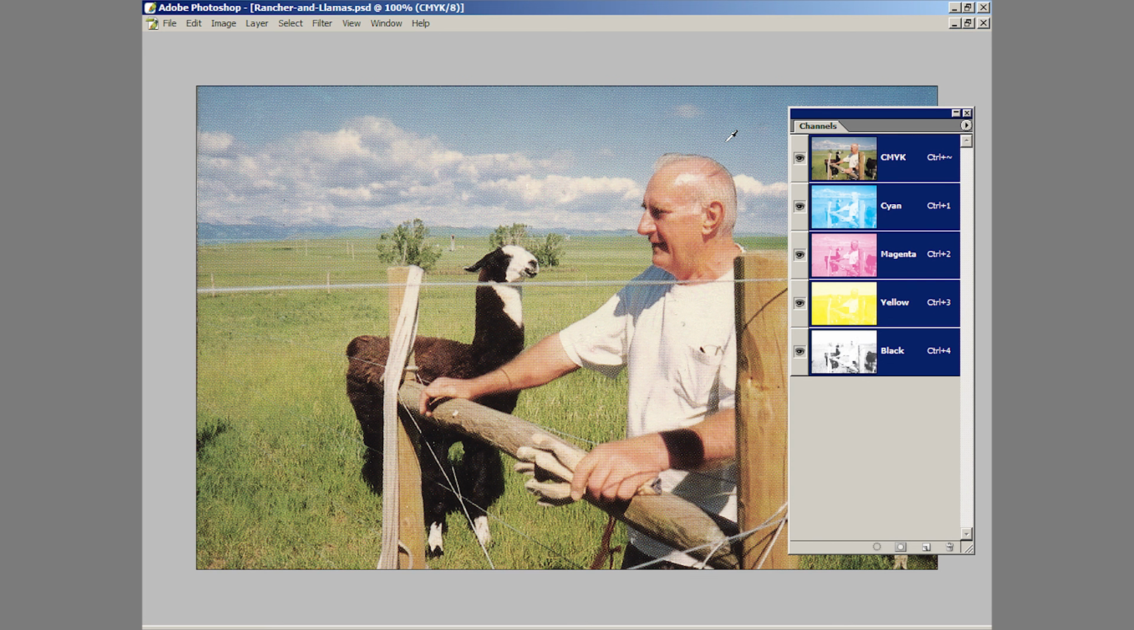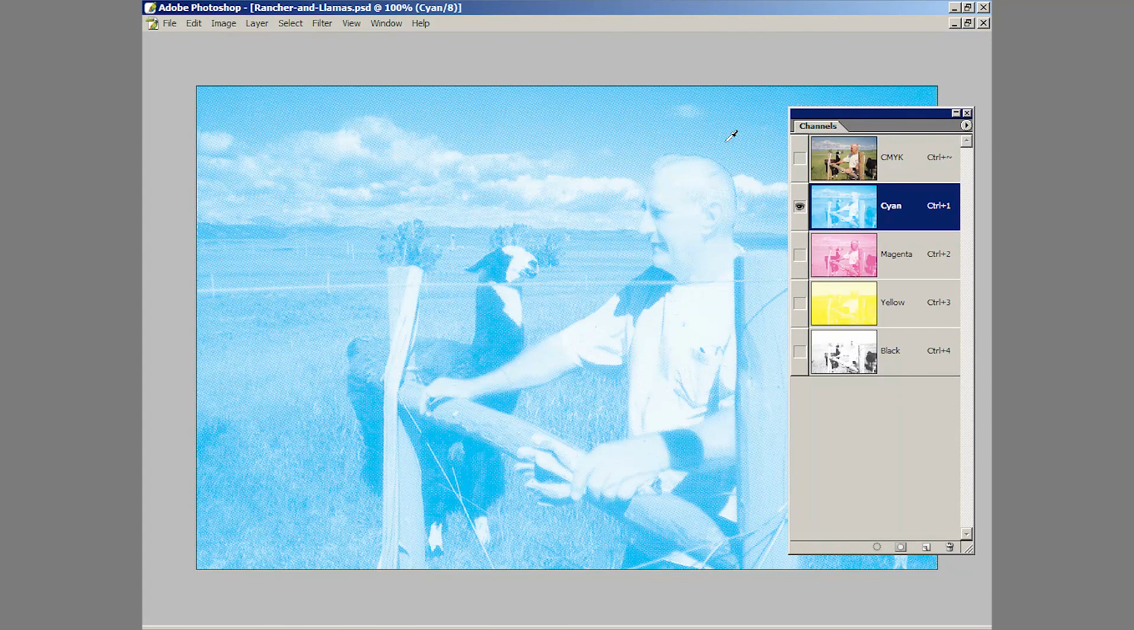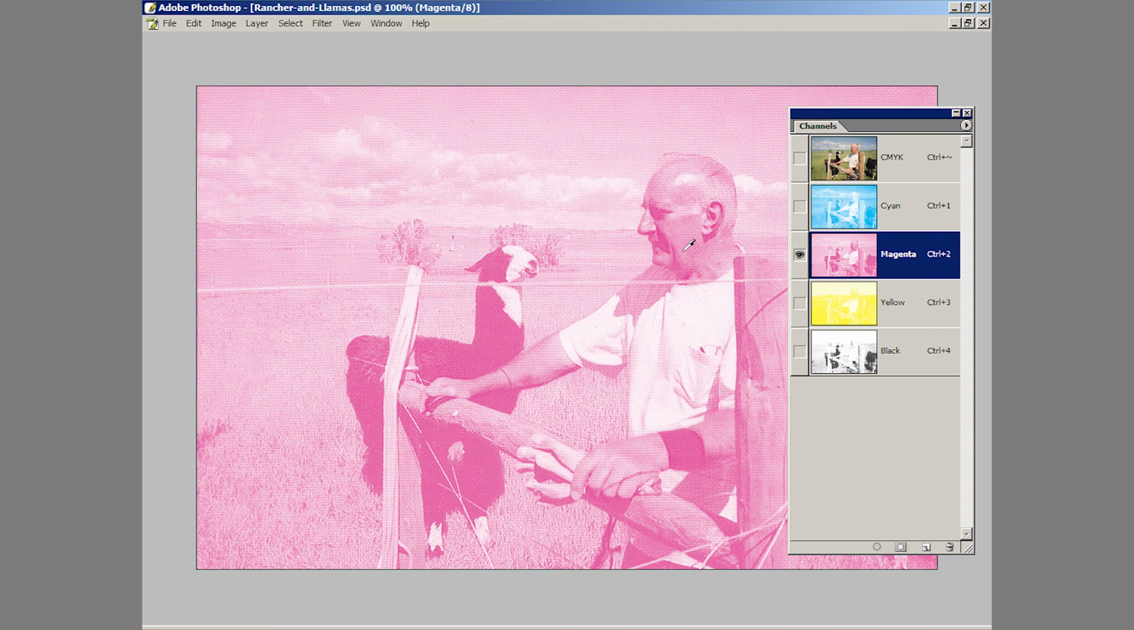Let's examine the colors that make up the skin tones in the rancher's face. I'll select the cyan channel. The face is very light, meaning little cyan ink will be printed here. Skin tones consist primarily of magenta and yellow ink. When I choose the magenta channel, we see a rich intensity of this color in the rancher's face, so a lot of magenta ink will be printed here.